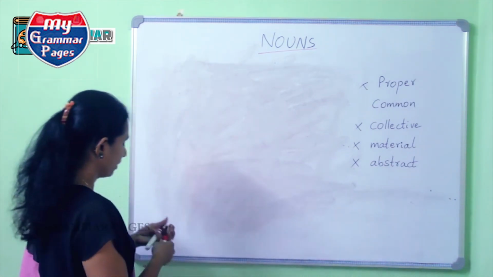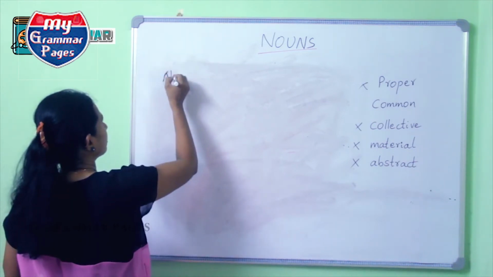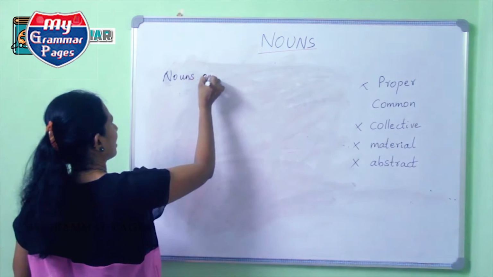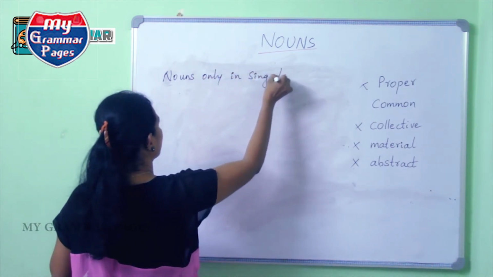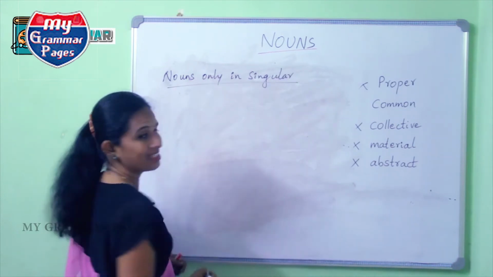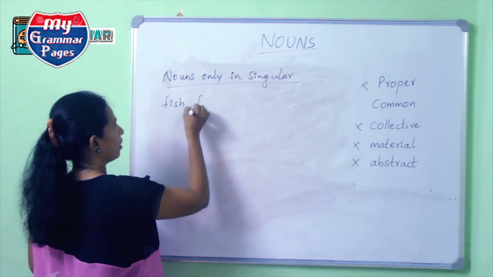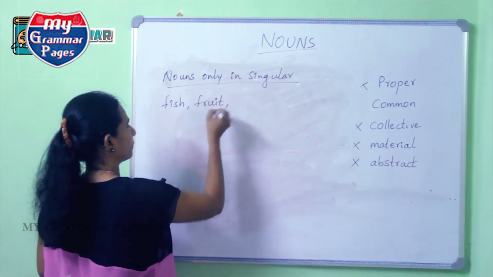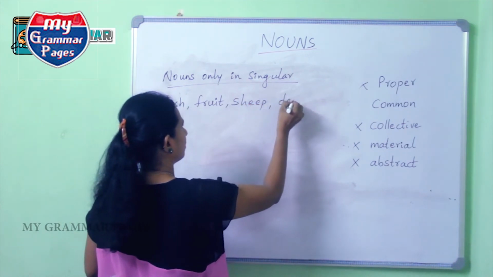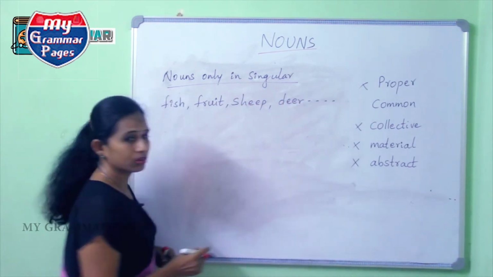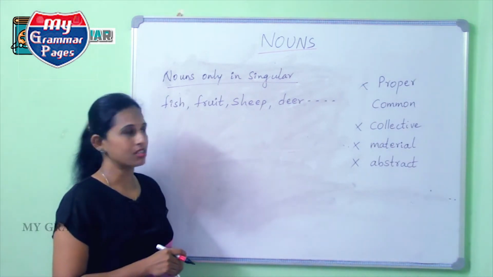For example, now let me tell you, nouns only in singular. They cannot be used in plural, though there is no s after that. For example, fish, fruit, sheep, deer, etc. These do not have the plural form. They can be taken only in singular.